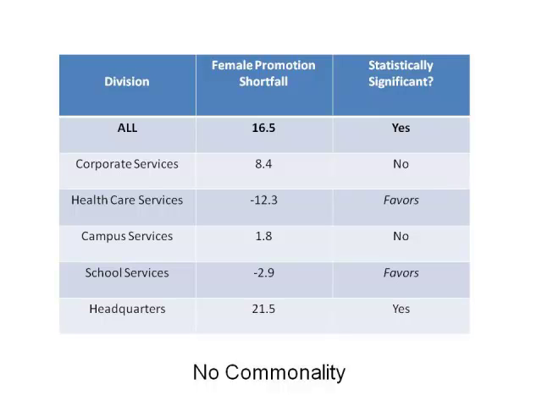In this case, there's no commonality. Because we see different results, different directions of surplus or shortfall in each of the divisions, there's no commonality. It's not likely that there's a common explanation to the female promotion shortfall in each of these divisions. What you might infer from this analysis is that the headquarters division is really different from the other 4 divisions. There may be a bad apple, so to speak, in the headquarters division, but the disparities are not statistically significant and in fact favor females in some cases in the other divisions. So a follow-up analysis should really focus on the headquarters division and try to understand what's going on in that particular division that's creating a statistically significant female promotion shortfall.